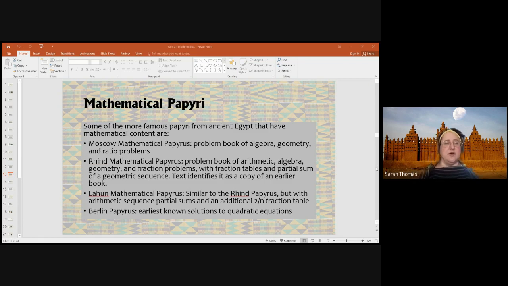So the Moscow papyrus is a problem book. It has algebra, geometry, and ratio problems. The Rhind mathematical papyrus has some of the same, including fraction problems. It has fraction tables and partial sums of a geometric sequence, which is kind of an interesting thing to have in your mathematical corpus.